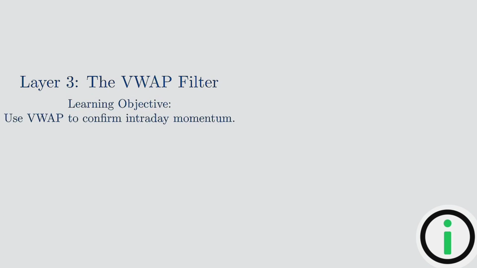Even if price hits our Fibonacci zone, we need an intraday filter to ensure we aren't catching a falling knife. This is layer 3, the VWAP filter. VWAP, or volume-weighted average price, is the average price paid by all participants during the current session. It tells us who is in control right now.